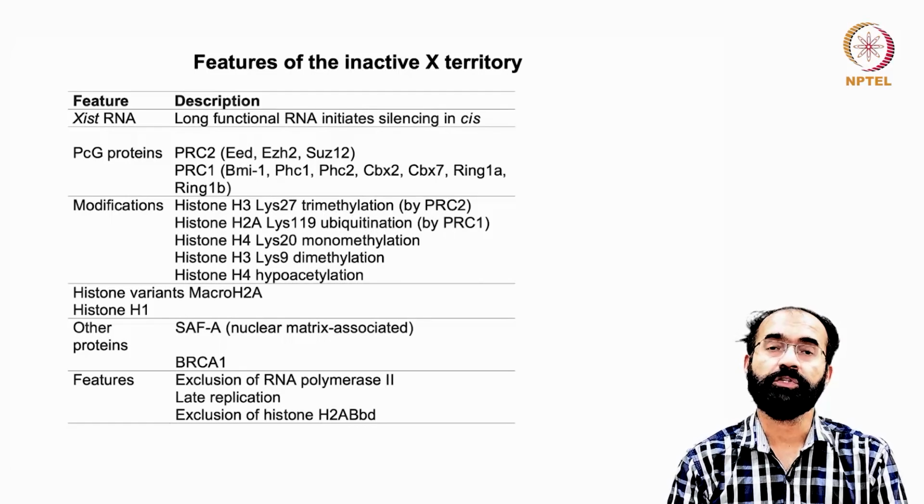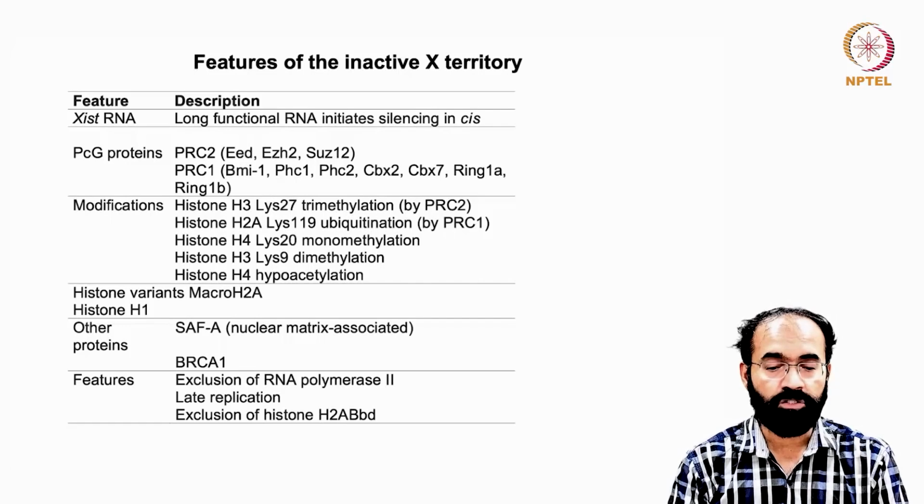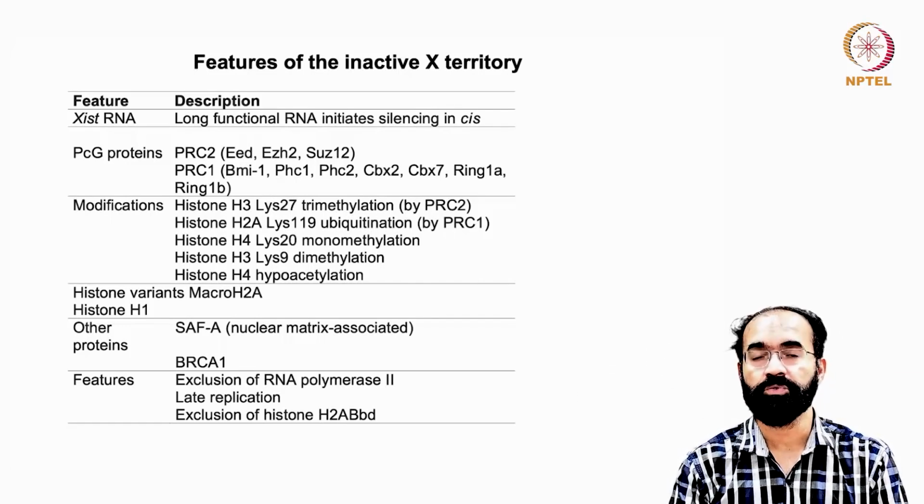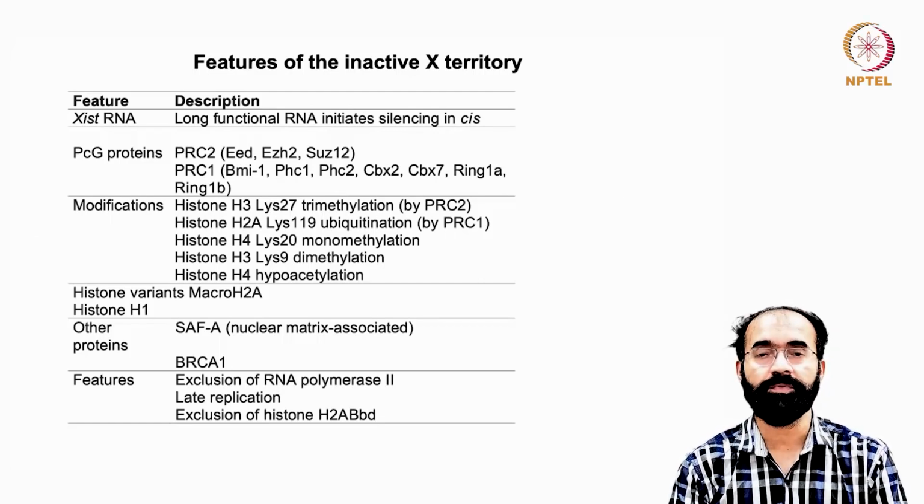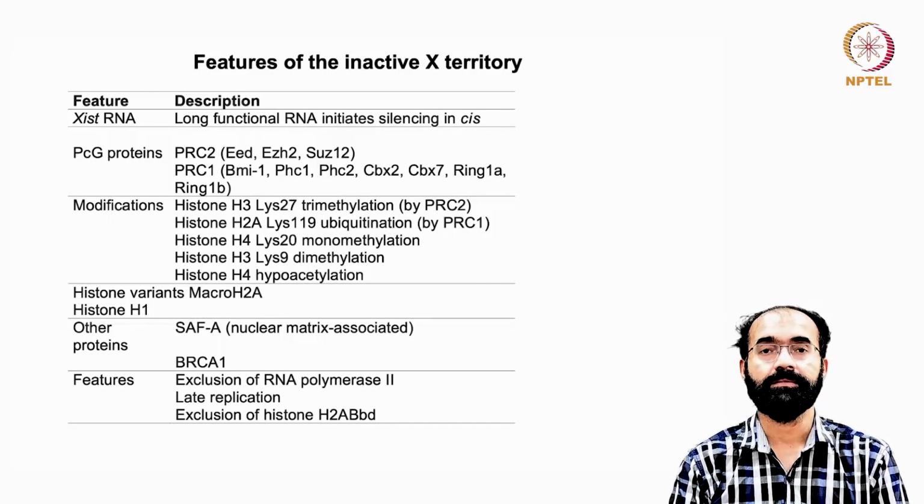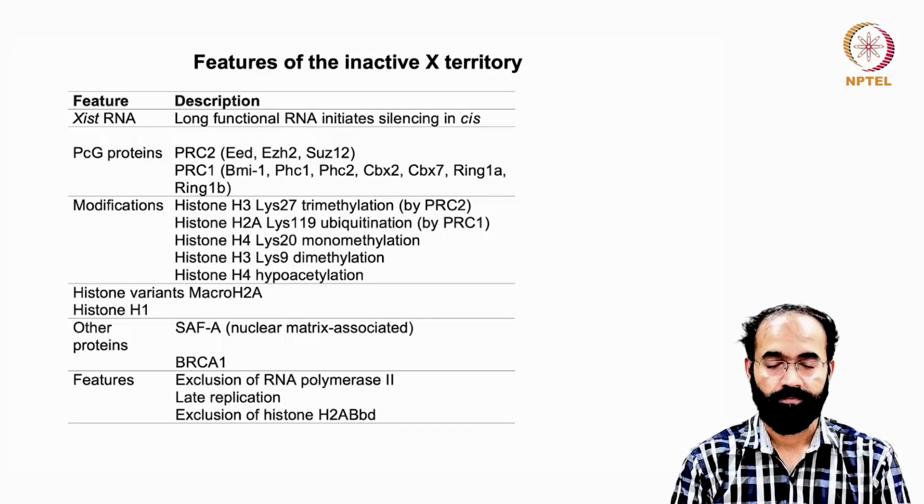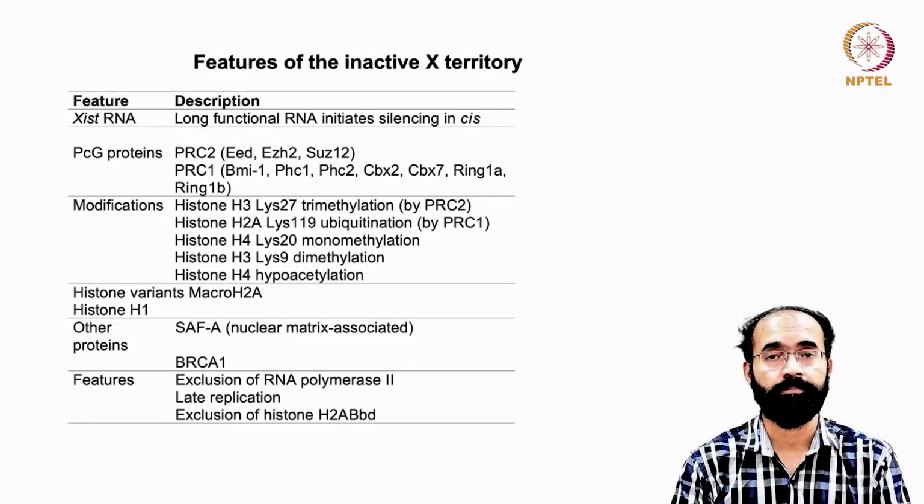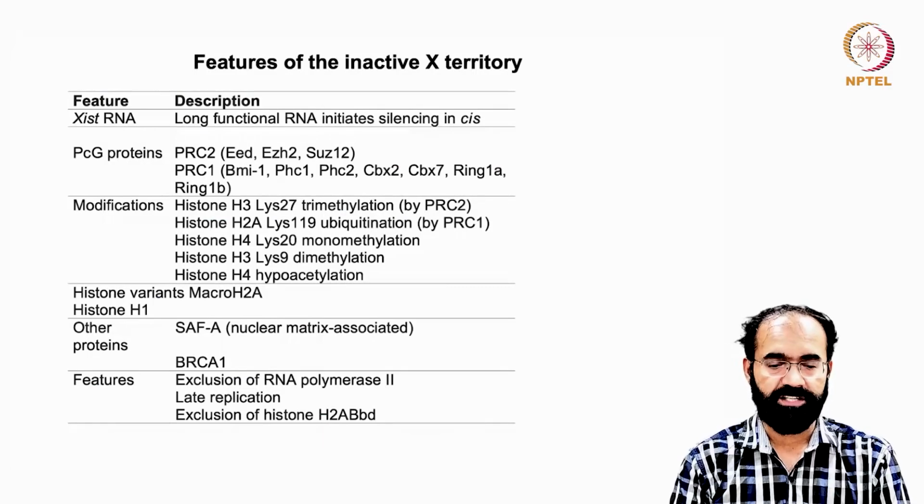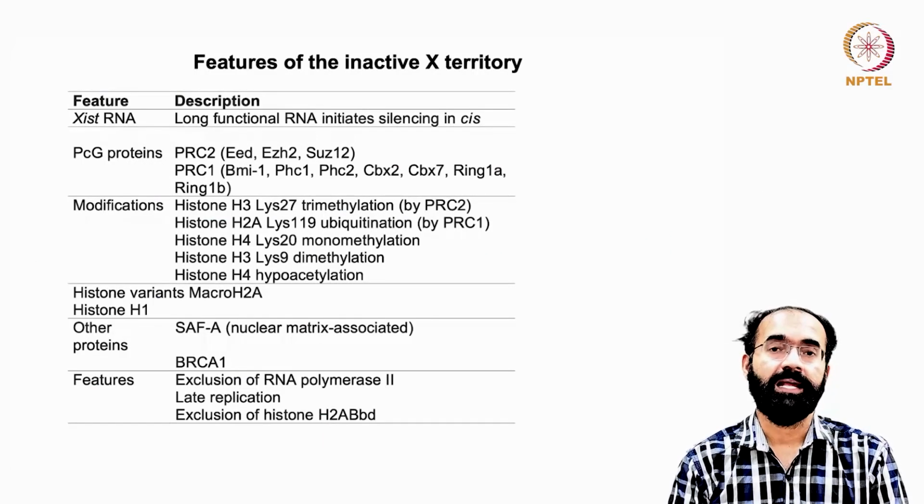It also exhibits some uniqueness. What are they? Exclusion of RNA polymerase 2. We know what RNA polymerase 2 does to DNA: it facilitates the expression of mRNAs. So it is not welcome on this inactive X chromosome. If RNA polymerase 2 comes in, there can be some expression that can sabotage the dosage compensation. And then comes late replication.